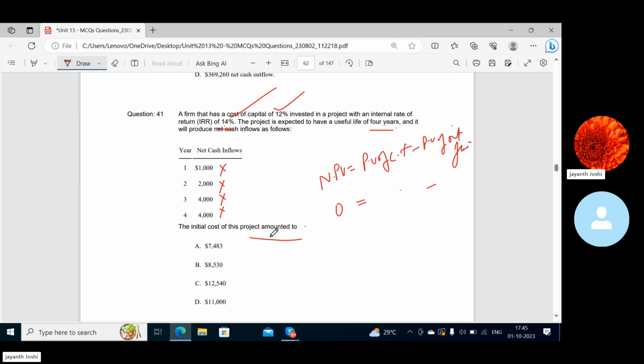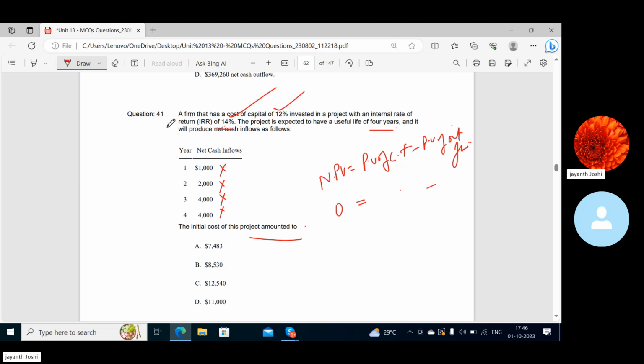See, the point here is they have given NPV, right? IRR, right? 14%. See, this is the trick they're playing. We can't discount them at 12%.